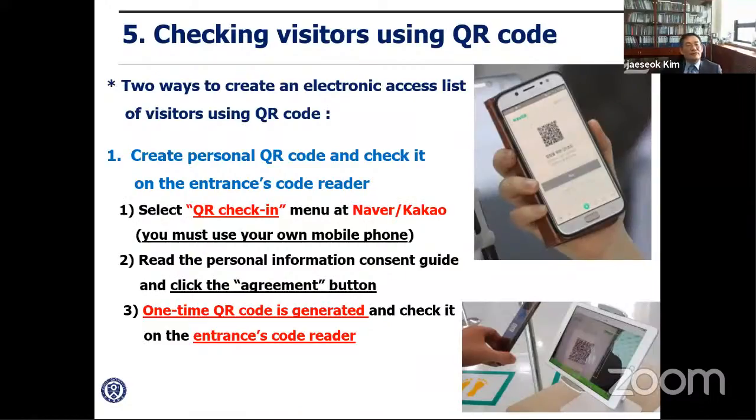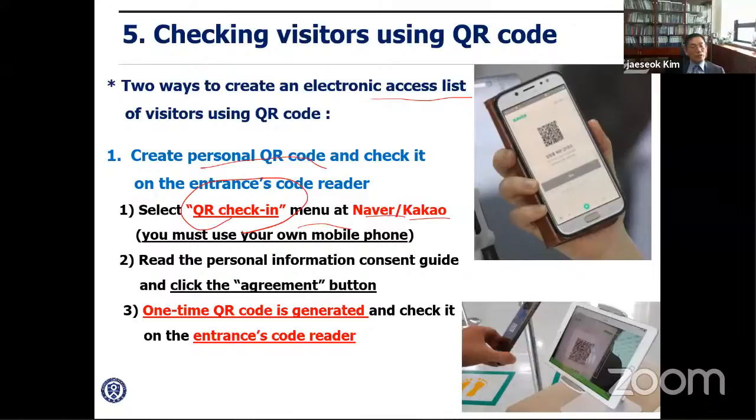The next one is checking visitors using QR code. Each building and store must make a visitor list. There are two ways to create an electronic access list of visitors using QR code. The first way is to create a personal QR code and check it on the entrance code reader. So you select the QR check-in menu at the Naver or Kakao app. At this time, you must use your own mobile phone.